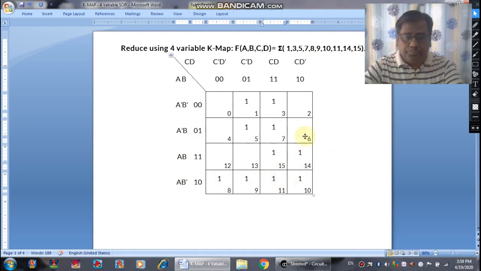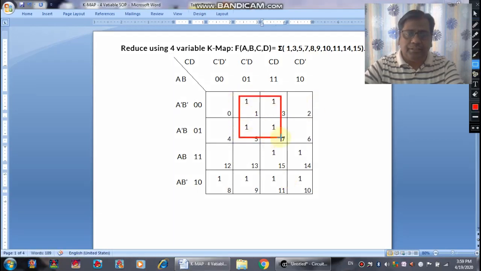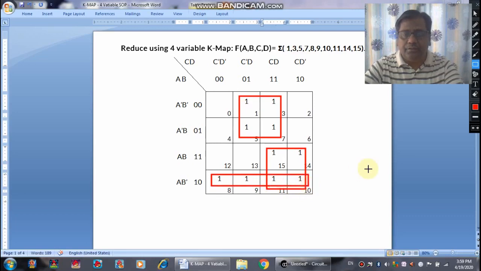Now we have to group. The grouping is simple. First you are able to see that these 4 ones are all together. It can be grouped. These 4 ones are all together. This can be grouped. And these 4 ones horizontally are all together. This can be grouped.